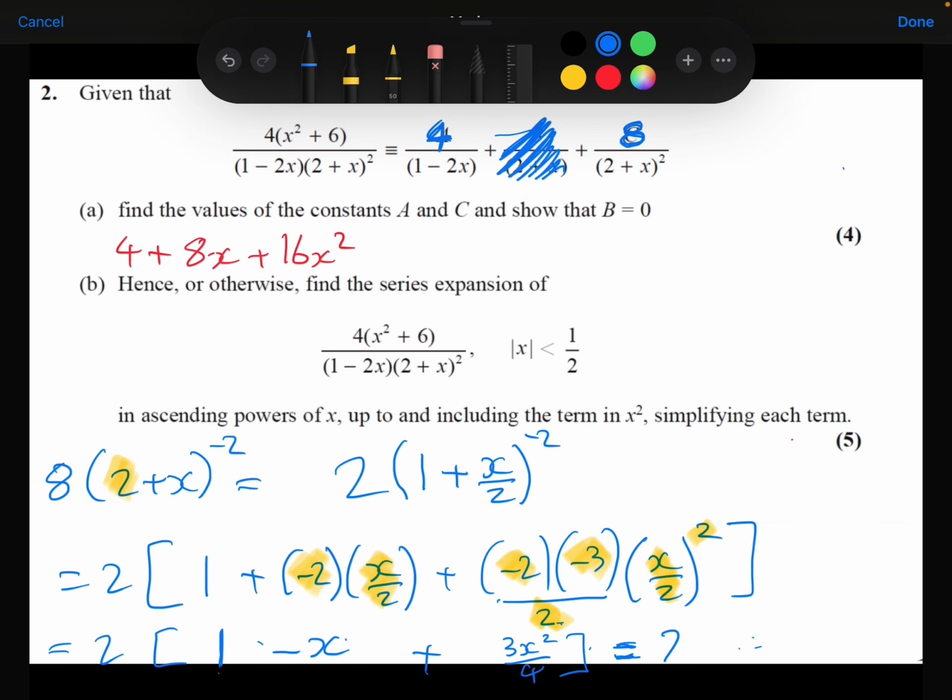Timesing each of these by the 2 at the front there, we've got the 2 times 1, we've got the 2 times x, and we've got the 2 times 3x squared over 4. So this is the same thing as this. So I can add that here.